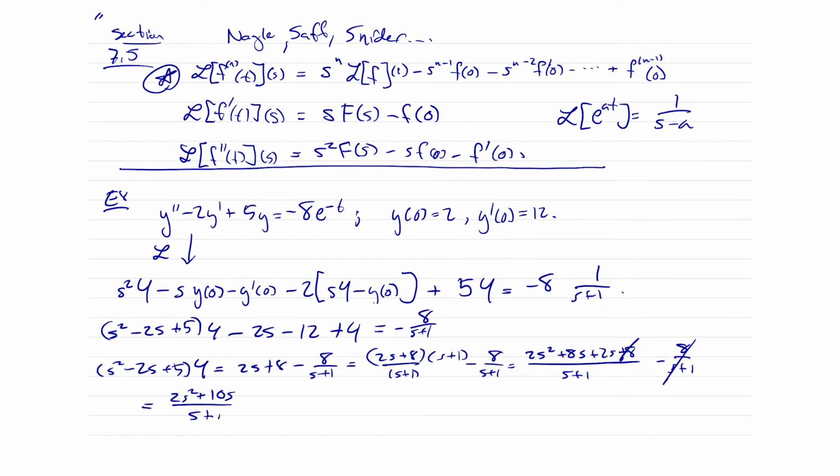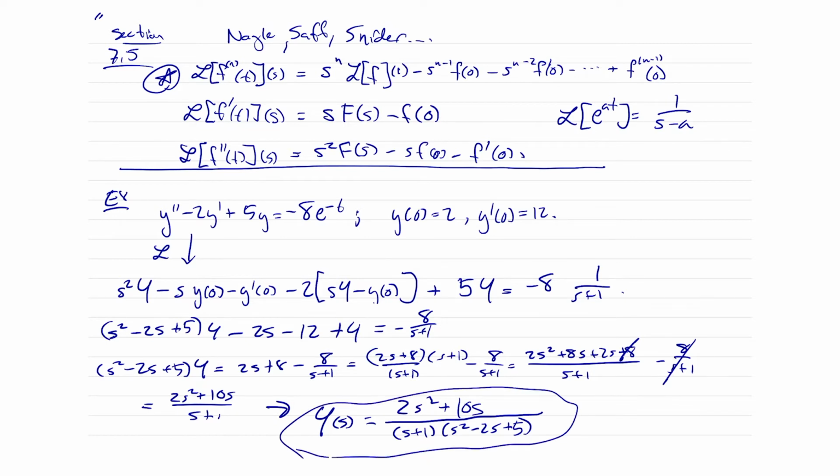All right, good. So that tells me that Y of s, the Laplace transform of y, is going to be equal to 2s squared plus 10s divided by s plus 1 times s squared minus 2s plus 5. Okay, so good news is we've solved our differential equation. It's whatever transforms into this Y of s.